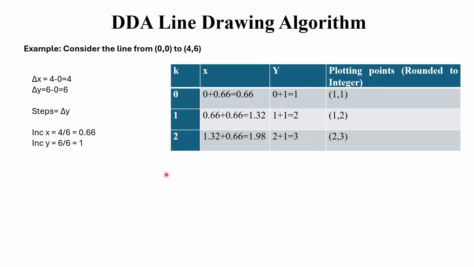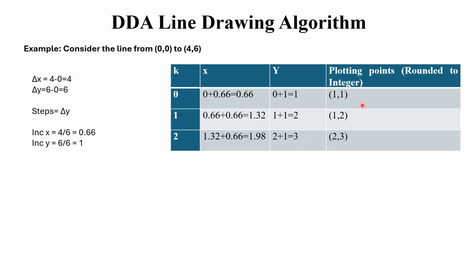So the first step after 0, 0, x has to be incremented by the value 4 divided by 6, that is 0.66. So x is incremented by 0.66 and y will always be incremented by 1. So 0 plus 1 will be 1 because the first point is 0. So that is why 0 plus 0.66 and 0 plus 1. When you round off the 0.66, it will be 1 and this 1 will remain 1. So the next intermediate point to be plotted is 1, 1.